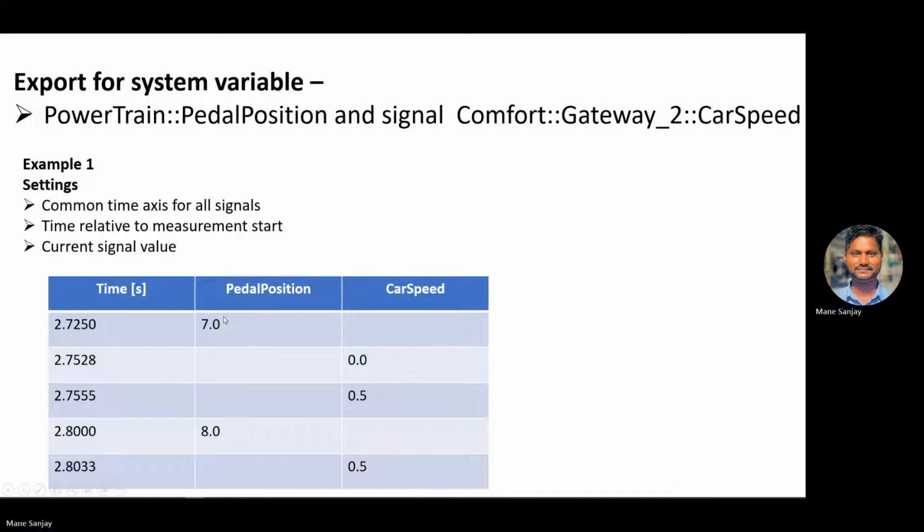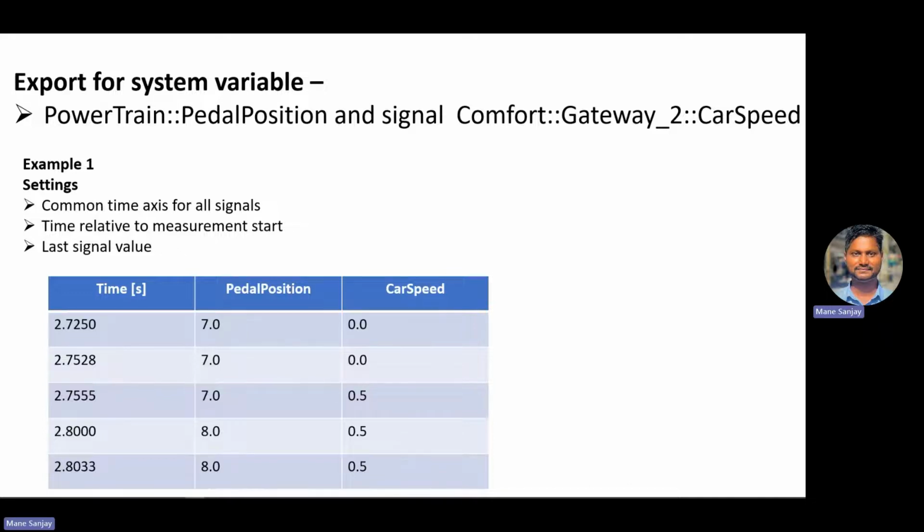So here, as I mentioned earlier, pedal position has a different periodicity and the car speed signal has a different periodicity. And I selected the current signal value. So it is just picking up the current values for this timestamp, and it is not doing any interpolation or extrapolation or even padding of the value. So it is just keeping the blank because the pedal position value is not present for these samples. The periodicity for this signal is 0.275 seconds, right? So actually the message is not available, so that's why it is keeping blank. I hope it is making sense and making it super clear.